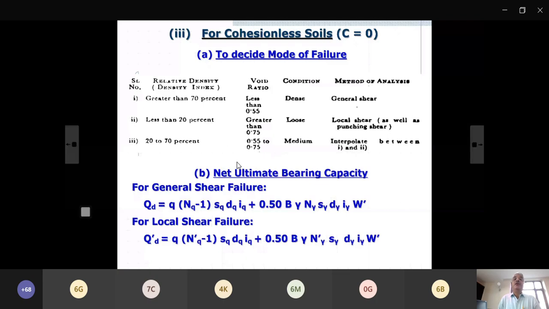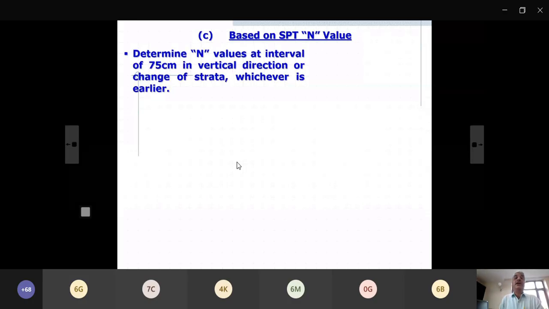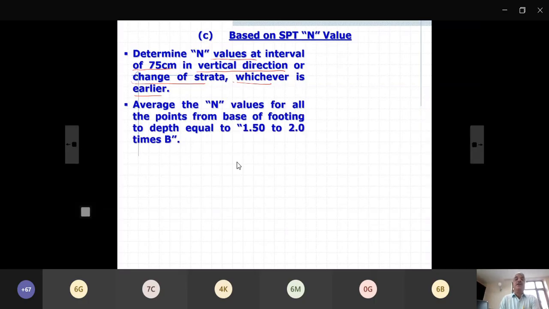For cohesionless soils, you can also calculate it based on your SPT test N values, the corrected N values. How to do it is given in the code. It says first you determine the N values at an interval of 75 centimeter. Please note, normally we do the N value test at 1.5 meter. For this purpose, if you want to use it, determine N value at every 0.75 meter in vertical direction or wherever there is a change of strata, whichever is earlier, and take the average of all the N values.